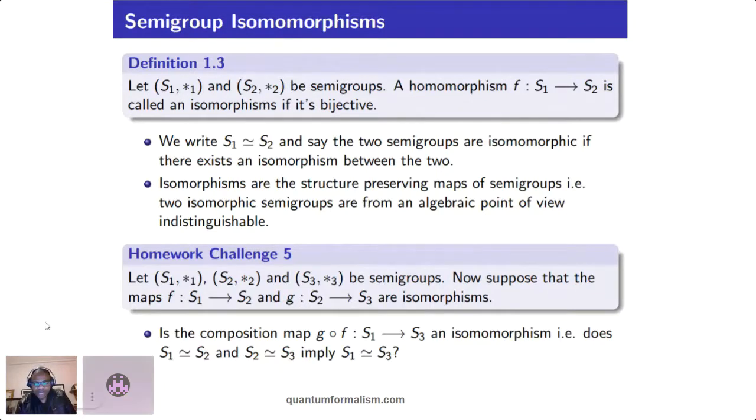And here's another challenge. This will be very trivial for a lot of you, if you know how to prove the other challenge. Is the composition of isomorphisms an isomorphism? This also implies, in this case, whether S1 is isomorphic to S2 and S2 is isomorphic to S3, does that imply that S1 is isomorphic to S3?